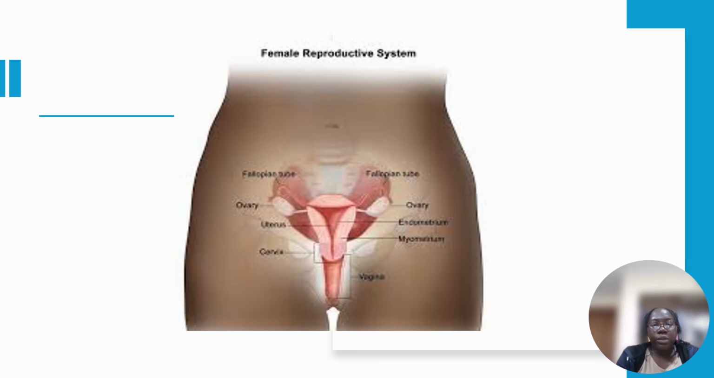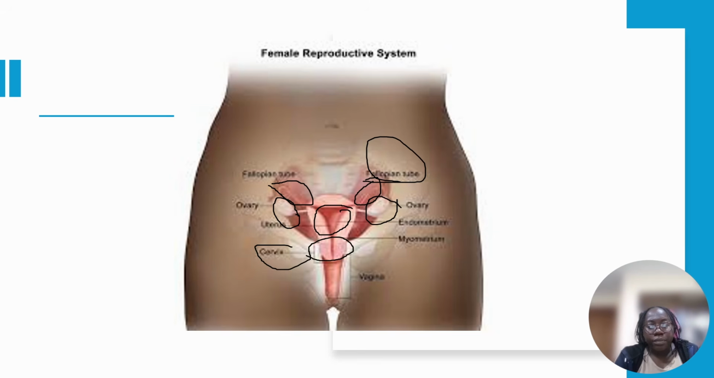In the female, the reproductive system organs are the fallopian tubes here. You can see them here. These are the fallopian tubes. Here you have the ovary, and the other one. You have the uterus, and you have the cervix here. You have the vagina, and that's it for the female reproductive system.